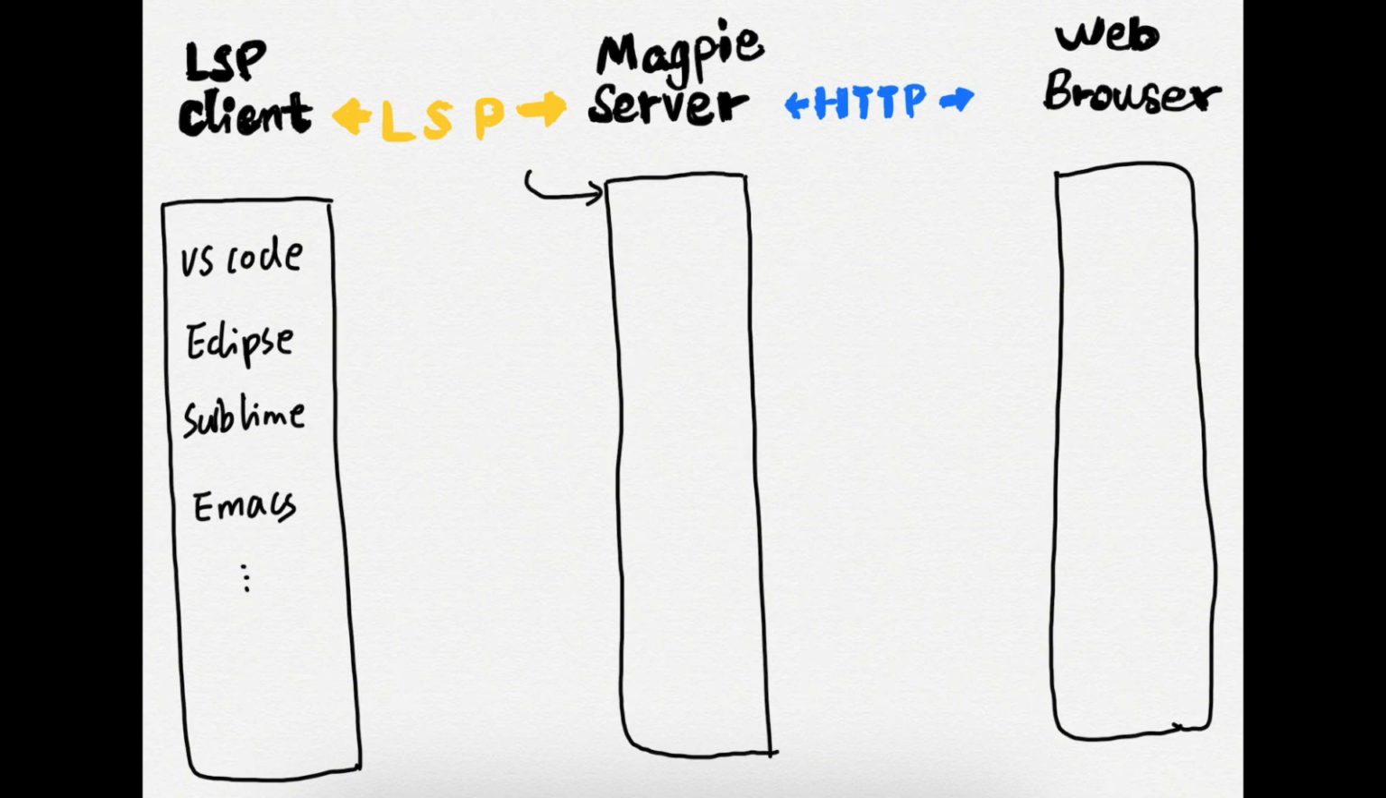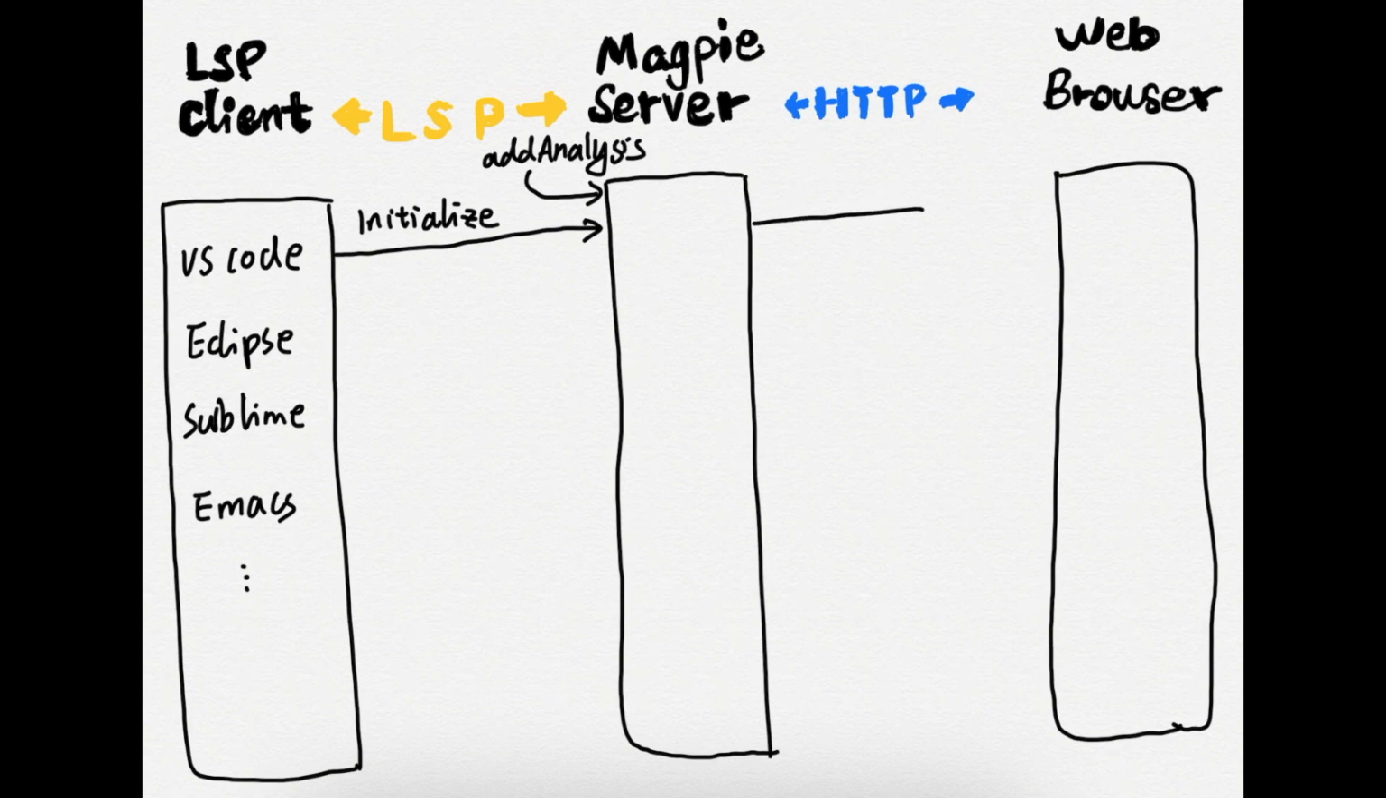This video shows you how MagpieBridge allows the user to have more control over the analysis. At first, the analysis writer adds an analysis to the Magpie server. When the user opens a project in the client, the client sends an initialized request to the Magpie server.